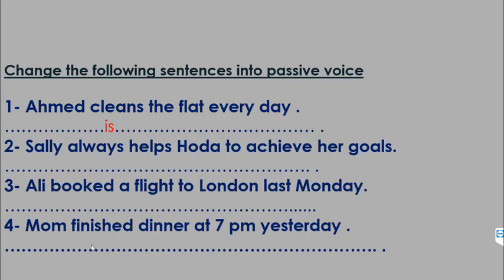Ali booked a flight to London last Monday. So look at the difference between the first and the second, then the third and the fourth. Both the first and the second sentences are in the simple present. The third and the fourth are in the simple past. So Ali booked a flight to London last Monday. We'll start with the flight. Try it. A flight was booked to London last Monday.